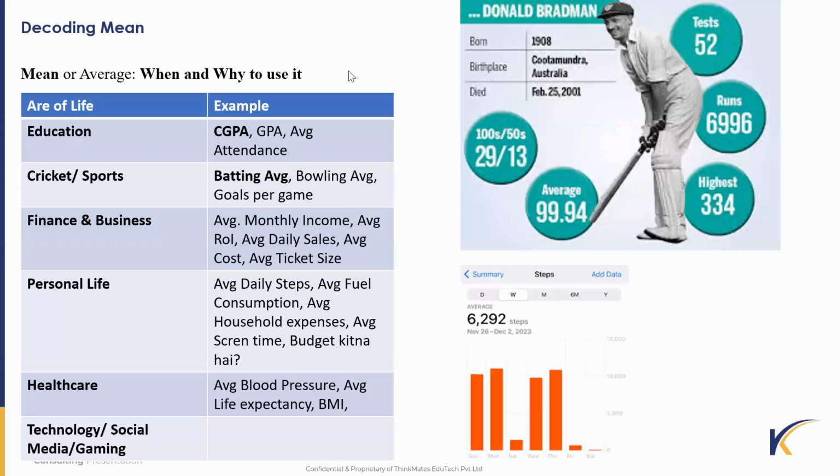Another example in personal life: average fuel consumption, average screen time. Nowadays apps give you average screen time, average daily steps. People use fitness watches, right? They're measuring their steps. That is again an average. In healthcare, there is average blood pressure, and average life expectancy is measured by the government. BMI again is an average. All these are examples of average.